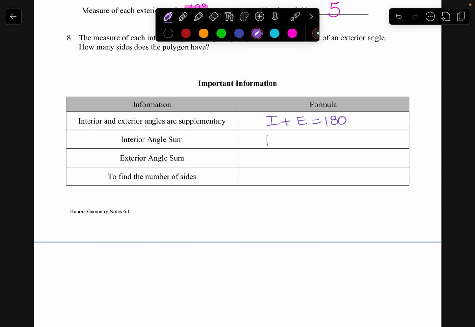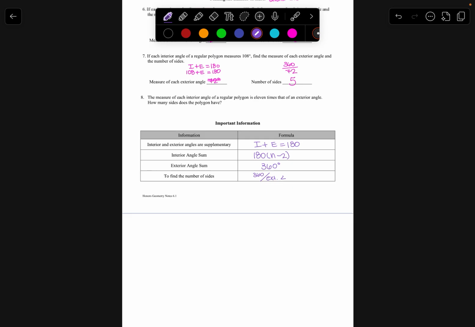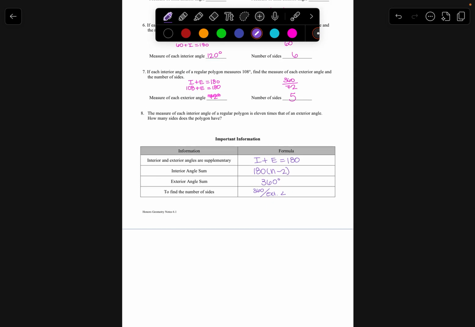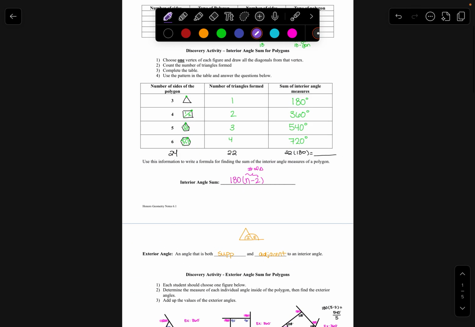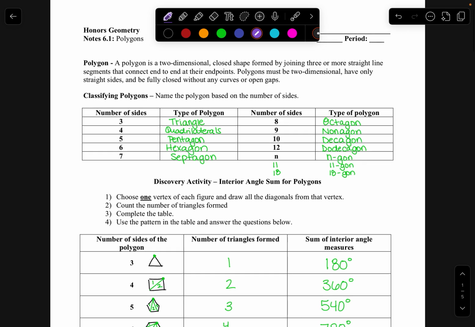Your interior angle sum can be found by doing 180 times the number of triangles in your shape, which remember is the number of sides minus 2. Your exterior angle sum is 360 no matter what. And then to find the number of sides, remember that you're going to do 360 divided by your exterior angle. And as long as you know those 4 formulas, you really don't need anything else to do polygons, okay? So this is important information down here. And then the other part of this that's really important is that you know the names of your polygons. But other than that, you have enough information to be successful with this content.